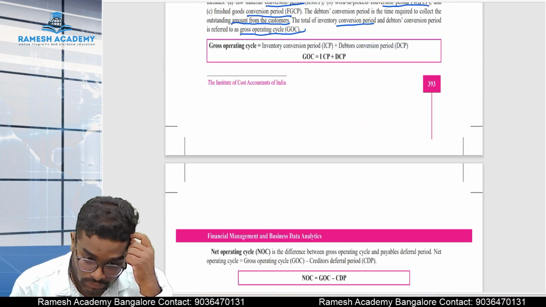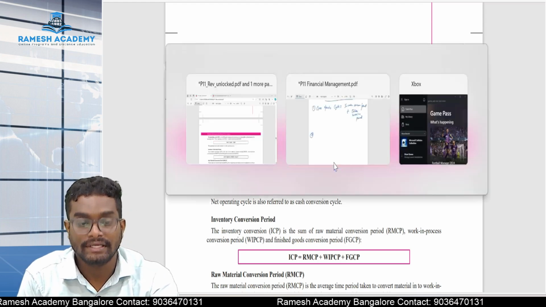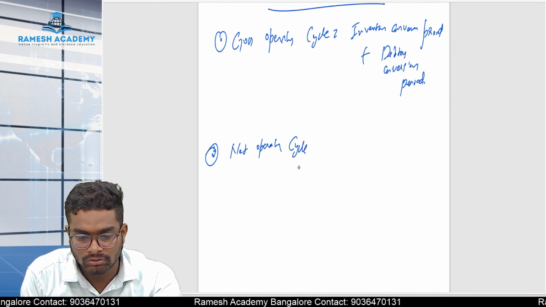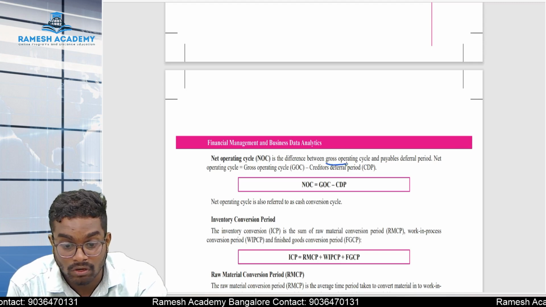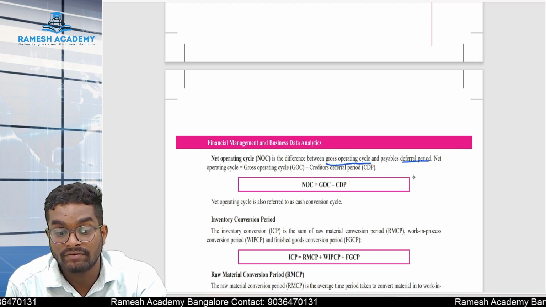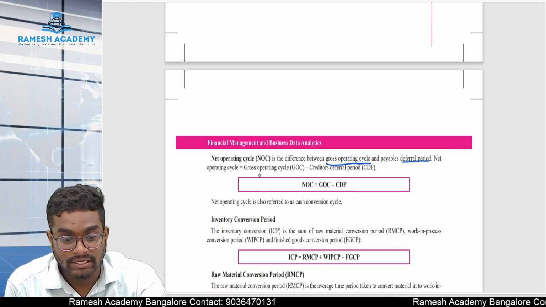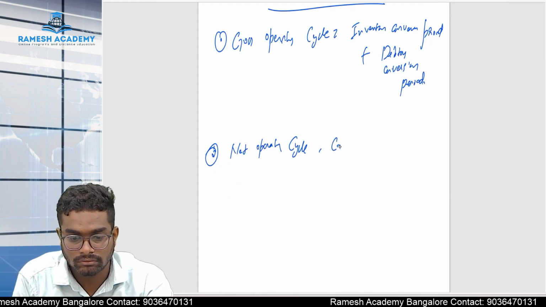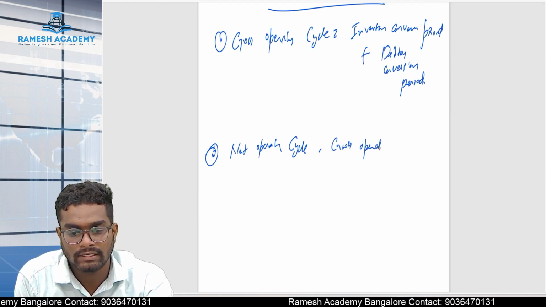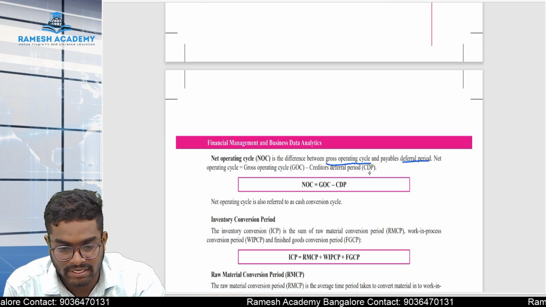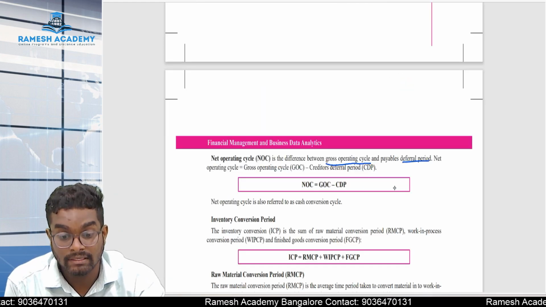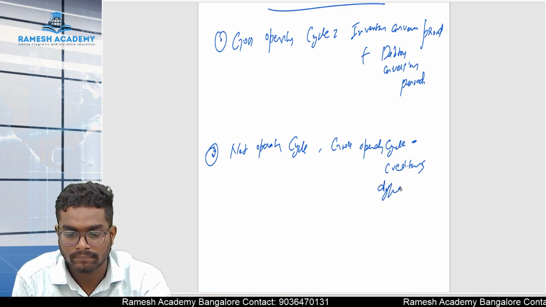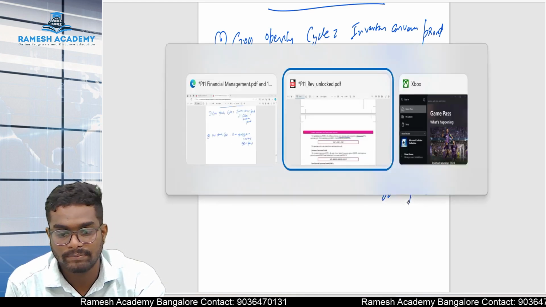Okay, the second one was net operating cycle. So we saw the gross, now we have to see the net operating cycle also, no? So what is the formula they are telling? It is the difference between the gross operating cycle and payables deferral period. So net operating cycle is the gross operating cycle, which we would have calculated in the previous formula, subtract the creditors deferral period. So we have to discuss the creditors deferral period thing.